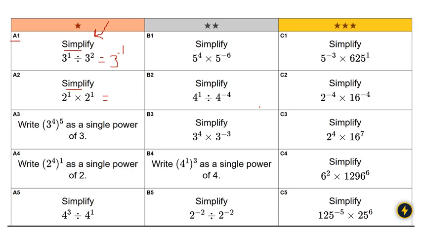Question A2, simplify 2 to the 1 times 2 to the 1. Again, when I multiply with the same base, I'm going to add the powers. So that'll be 2 squared, or 2 to the power of 2. 1 plus 1 makes 2.